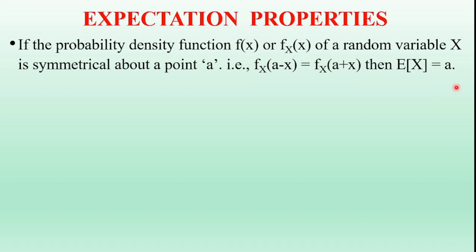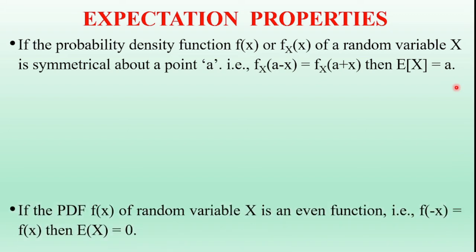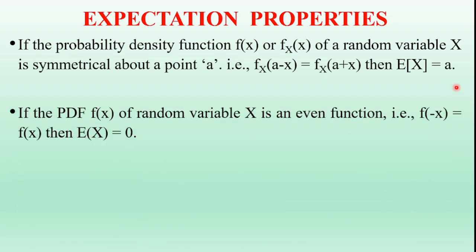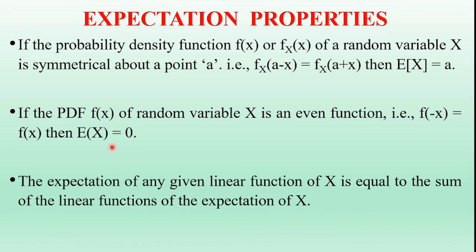And the second property: if the probability density function of a random variable capital X is an even function, that is, f of minus x is equal to f of x, then the expected value of the random variable is 0. The probability density function is denoted simply by f of x or fx of x, and this is the second property.